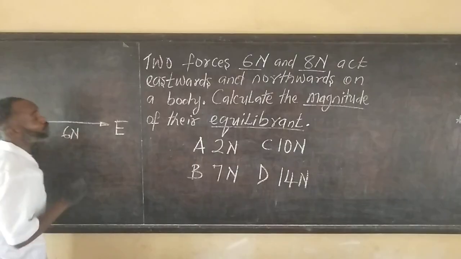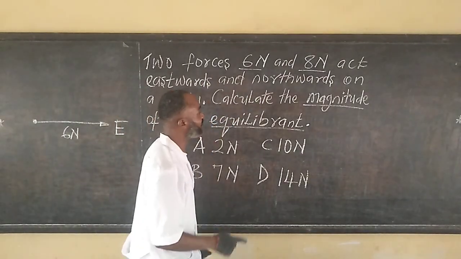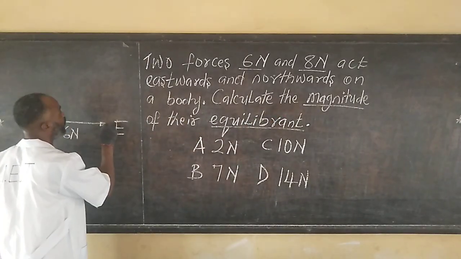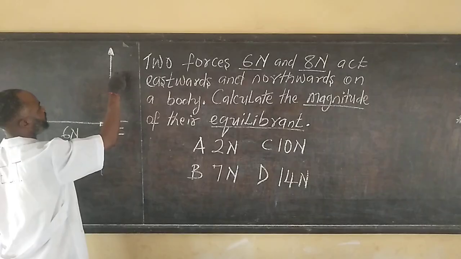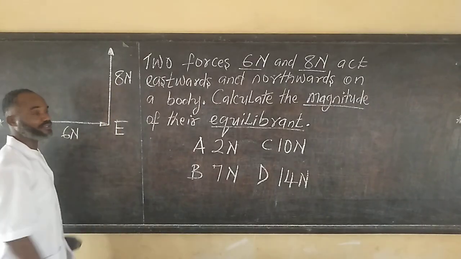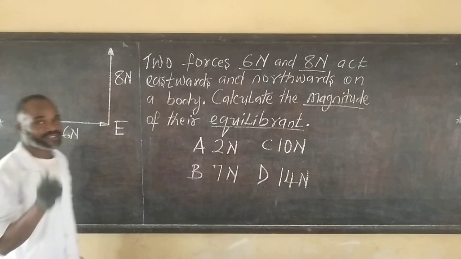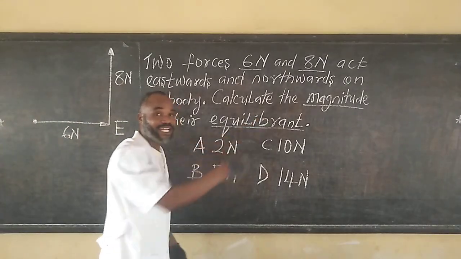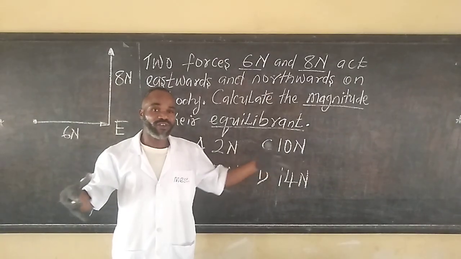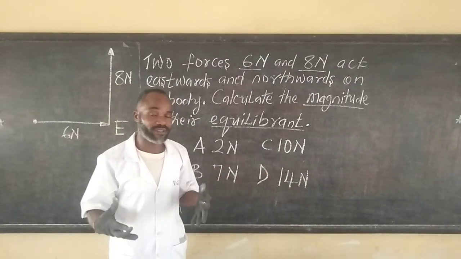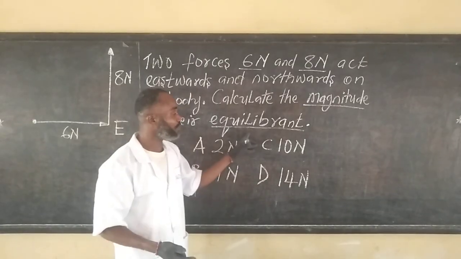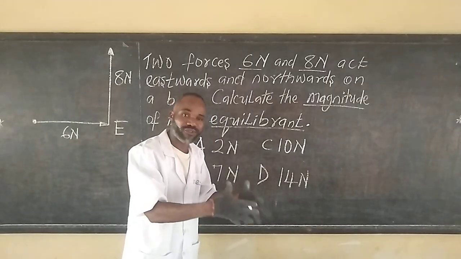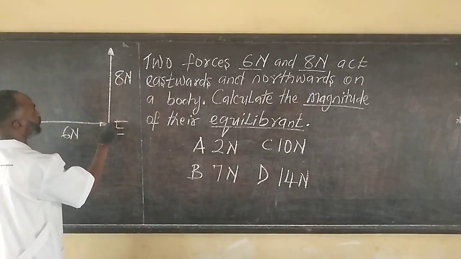At this point, another force acts on it towards north. This is 8 Newton. Good. We are asked to calculate the magnitude of the equilibrant. Magnitude means the size of the equilibrant. In other words, for us to calculate the equilibrant, we must calculate the resultant of the two forces put together.